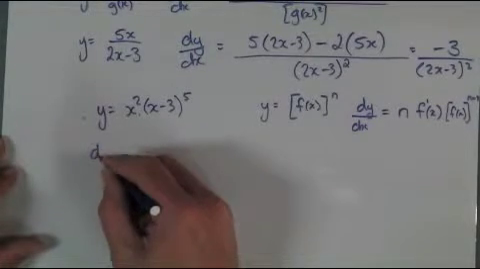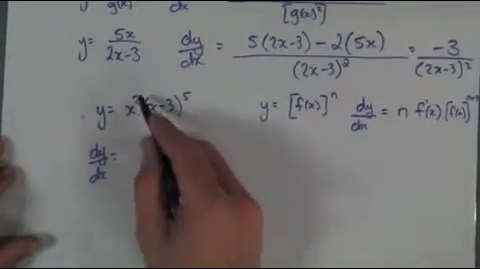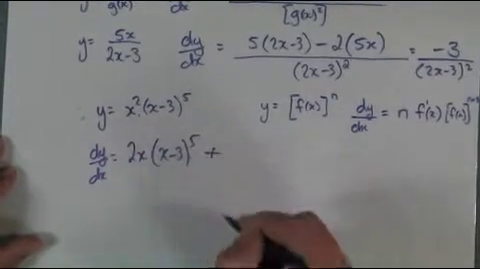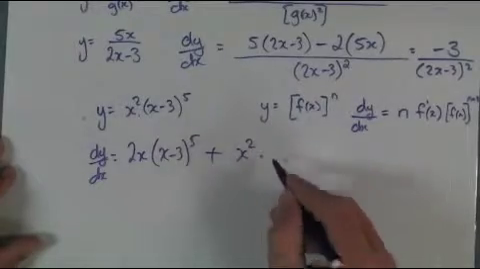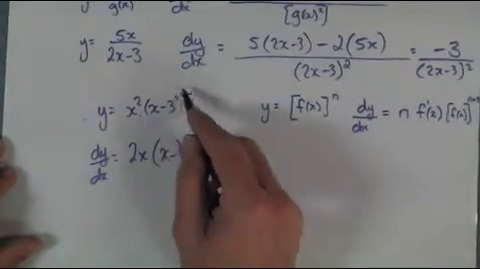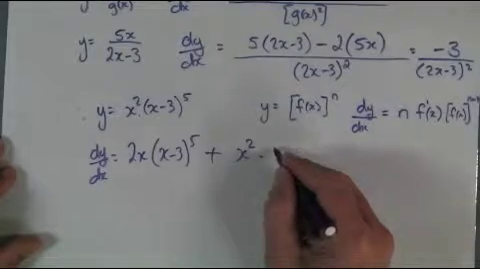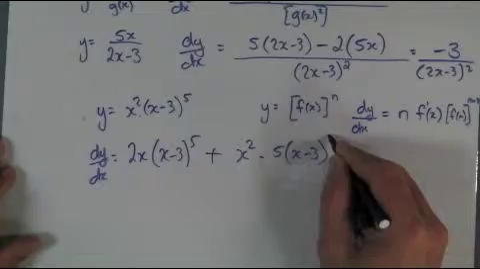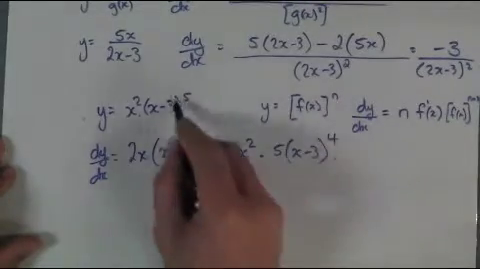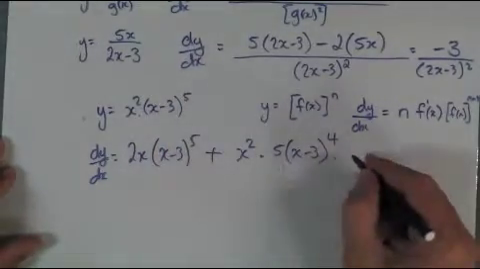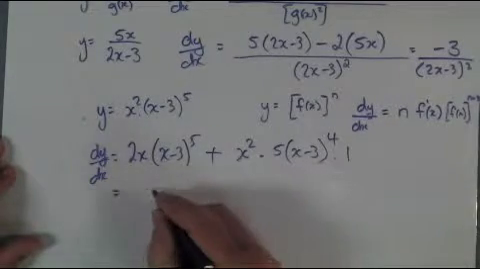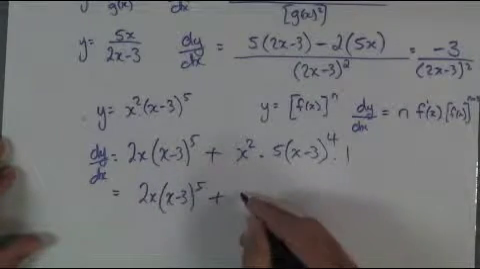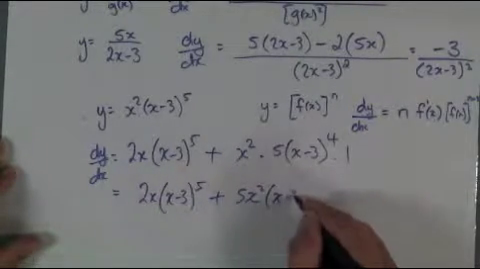So dy dx is equal to the derivative of the first, so that's 2x, times the second, plus the first, x squared, times the derivative of this now. So the derivative of x take 3 all to the power of 5 is n, so 5, x take 3, reduce the power by 1, and times it by the derivative of what's inside the brackets. So the derivative of that is 1. So what I'm left with is this being 2x, x take 3, all to the power of 5, plus 5x squared, x take 3, all to the power of 4.